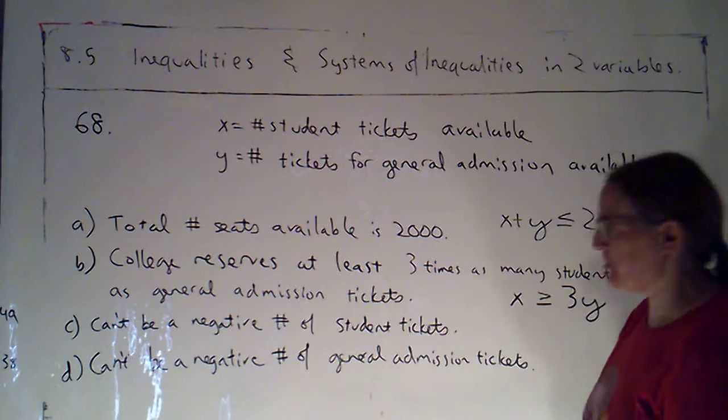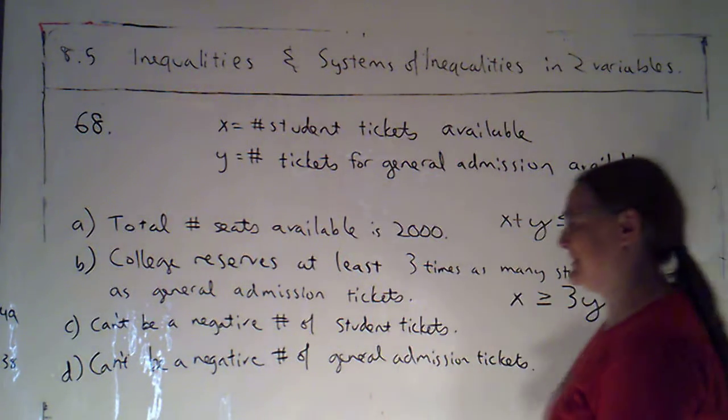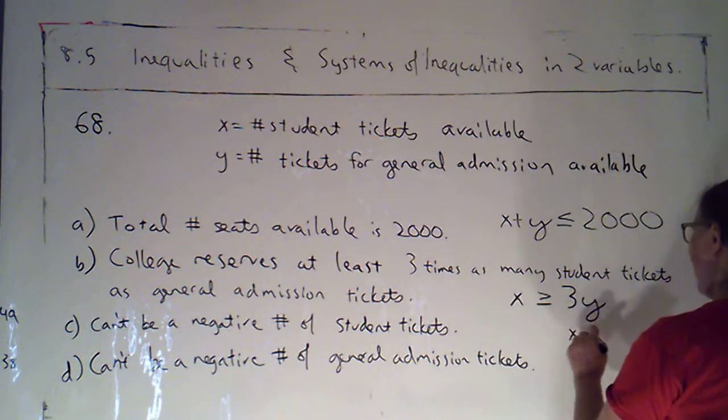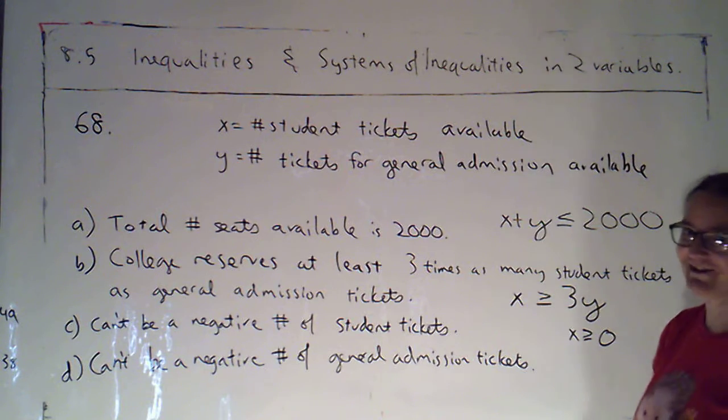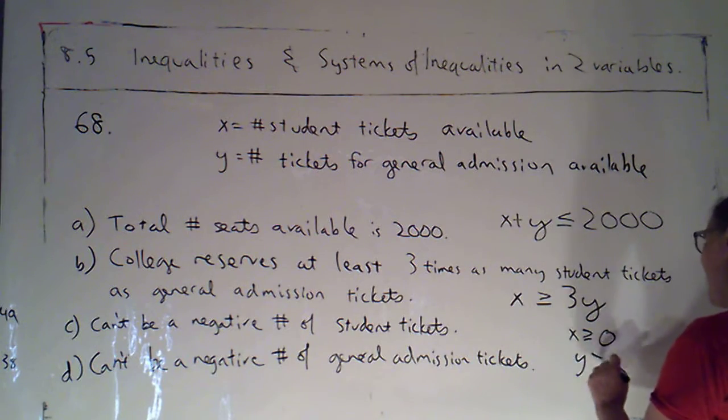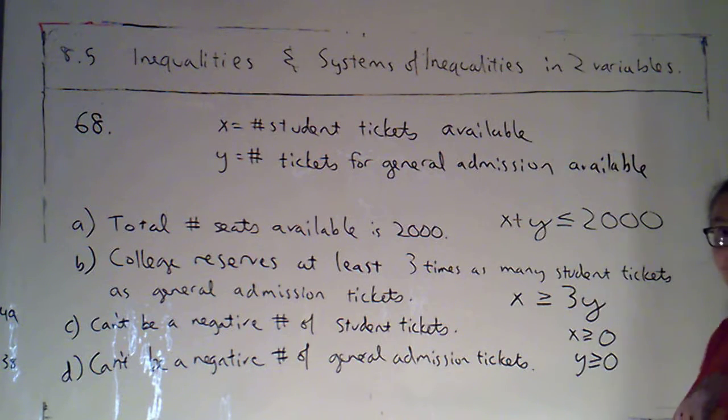Now, these last 2 things are sort of common sense. We can't have a negative number of student tickets. That would mean x has to be bigger than or equal to 0. And we can't have a negative number of general admission tickets, and that would mean y has to be bigger than or equal to 0.